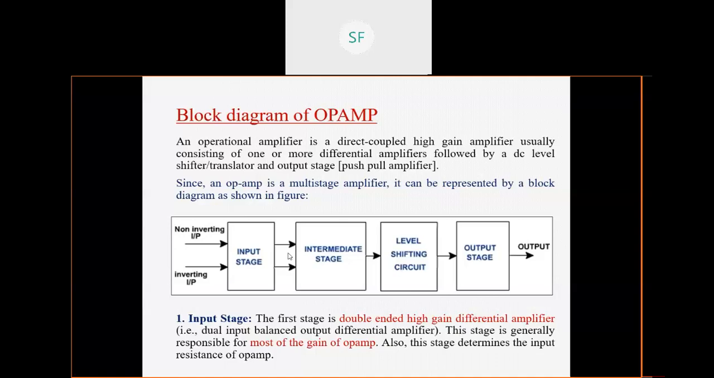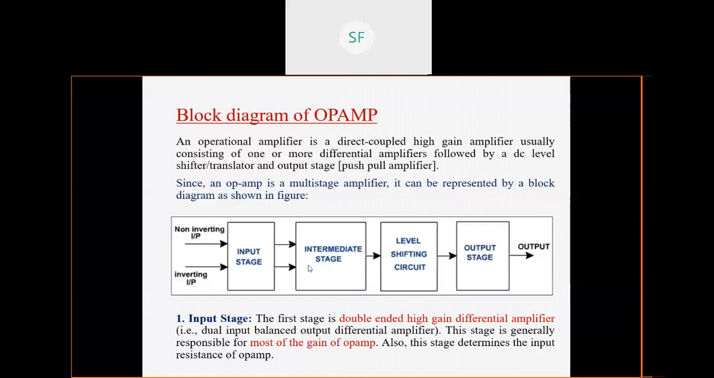What about the second stage? The second stage is the intermediate stage. Again we know that the second stage is also a differential amplifier. Which circuit is used? Dual input but unbalanced output differential amplifier. Why unbalanced? Because you can observe here that only one output is taken, not two outputs. Initially for the input stage there were two outputs, so that is why it is called a balanced output differential amplifier. But in the intermediate stage there is only one single-ended output, so that is why it is called an unbalanced differential amplifier.